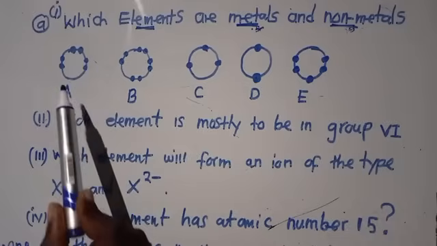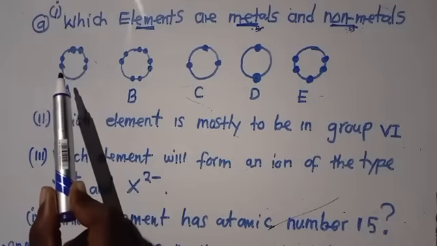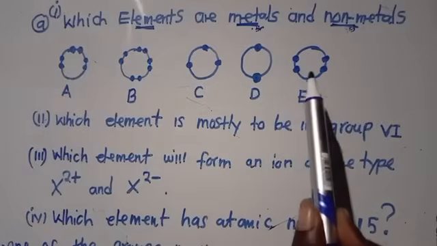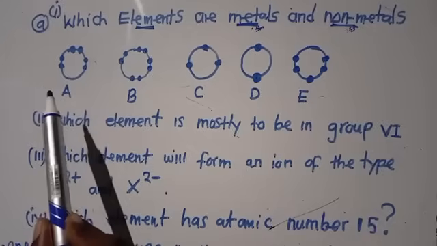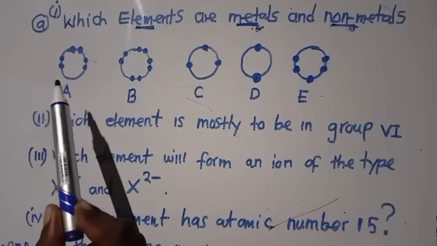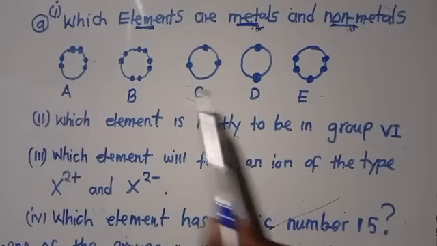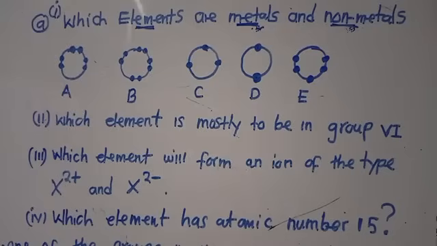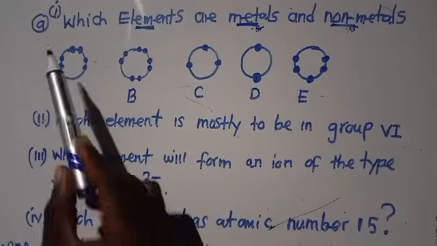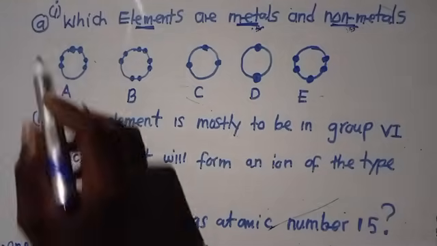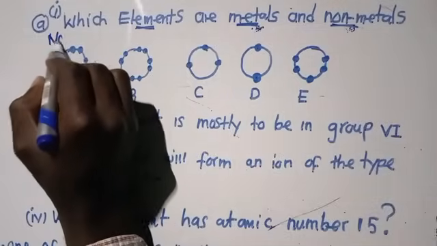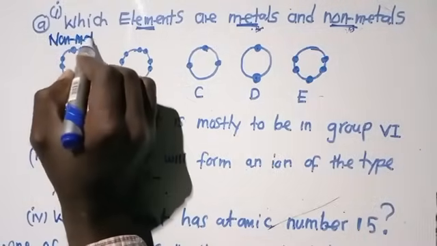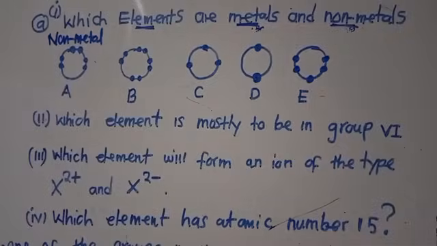In other words, let us answer all the questions together. We said that all the elements with more than 4 electrons in the outermost shell are referred to as non-metals, and those with less than 4 electrons in the outermost shell are referred to as metals. So this one is a non-metal. This is a non-metal. We move to B.